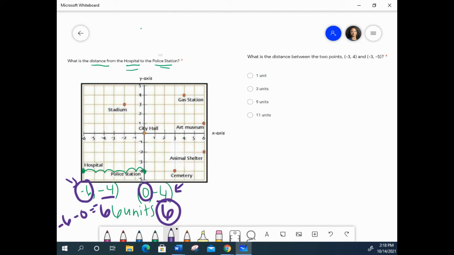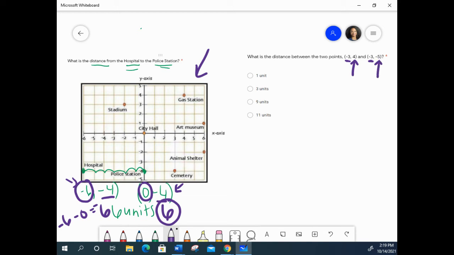It says, what is the distance between the 2 points? -3, 4, and -3, -5. So in this case, we don't have a coordinate plane to look at, and so we're going to need to figure it out. You could technically draw your own coordinate plane if you wanted to, but that might take some time. So when I look at my x, I notice there's a -3 here and a -3 here. So that's where it stayed the same. But where it was different was our y. So we've got a 4 and we've got a -5.